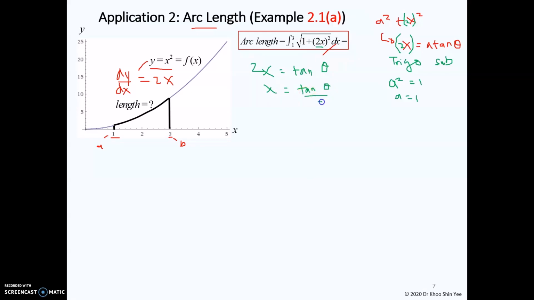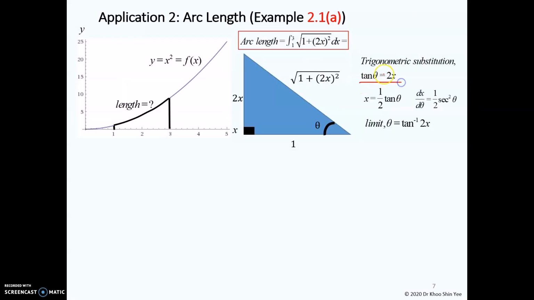From this trigonometric substitution, we can plot the triangle, and then we should know the tangent angle is 2x divided by 1, where 2x divided by 1 is equal to the tangent angle here, where you can obtain the resultant, which is equal to the square root of 1 squared plus 2x squared. So you can find x equal to tangent angle divided by 2, and you can differentiate dx with respect to the angle, and you shall obtain tangent into secant squared.